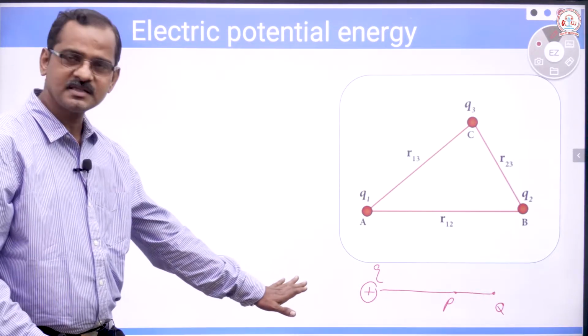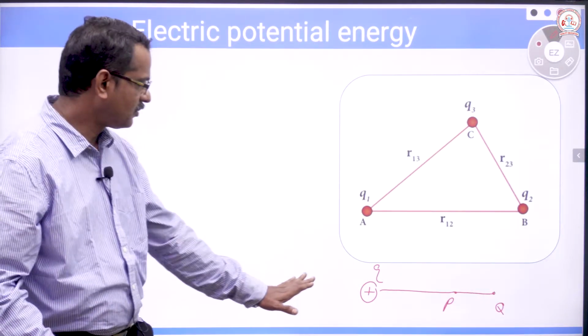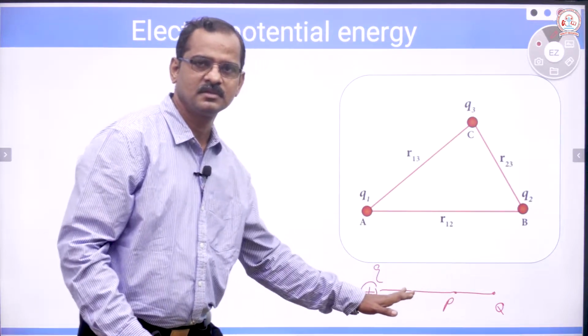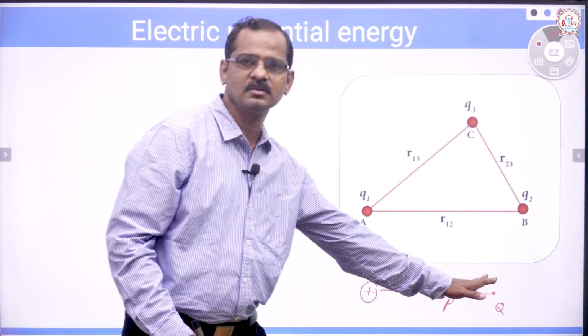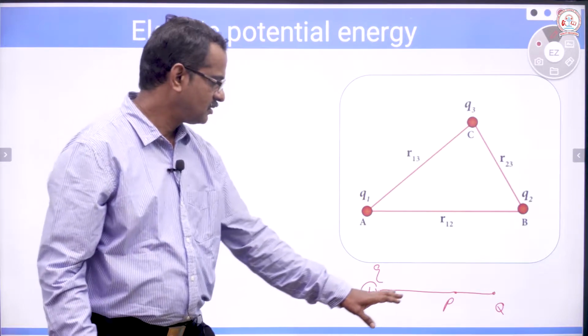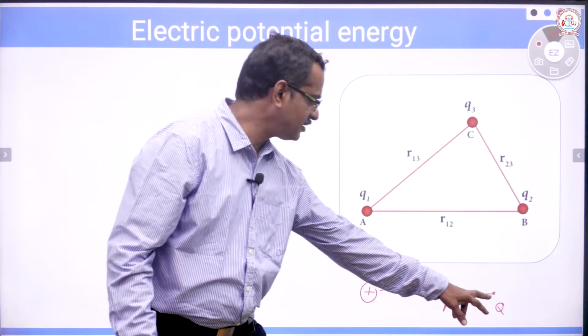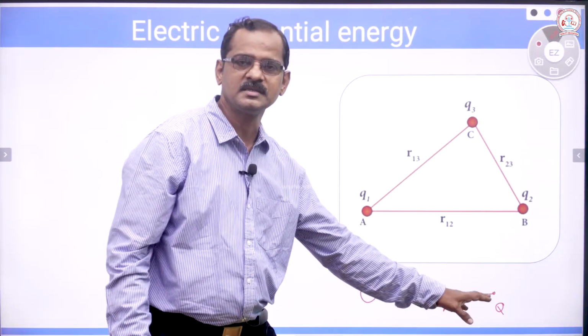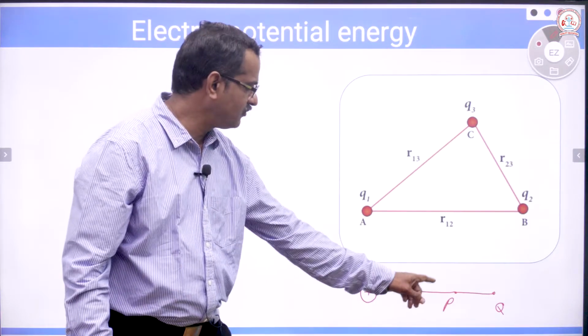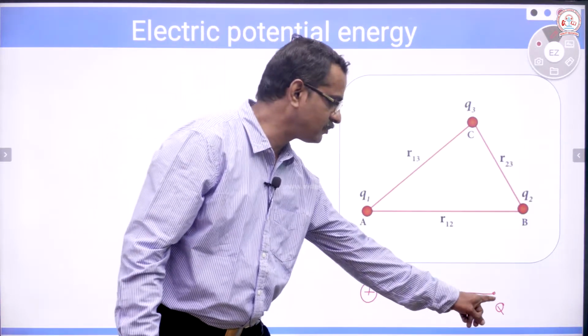The electric potential is the amount of work done in moving unit positive charge. The potential difference between P and Q is the amount of work done in moving unit positive charge from Q to P.